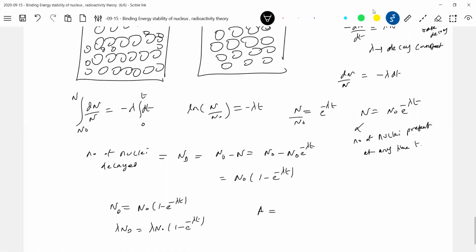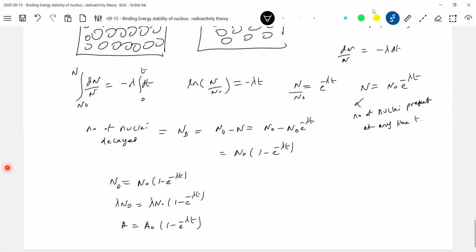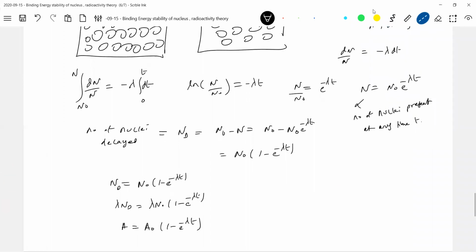So therefore, now look at the activity. Some books use the word R, so I'm using A naught as the symbol. So the activity, that one. What do you mean by this activity? Let's plot a graph so that we'll get some better information.